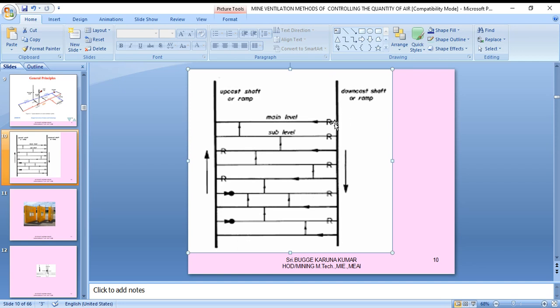If there is any leakage problem, a regulator is put in here, as indicated. So air can be allowed or stopped. Here you can observe the air can go to the main level, stop here, and the air can go to this level, and similarly this level and this level. Then it comes to this end and goes to the upcast shaft. This is another model for regulator installation.